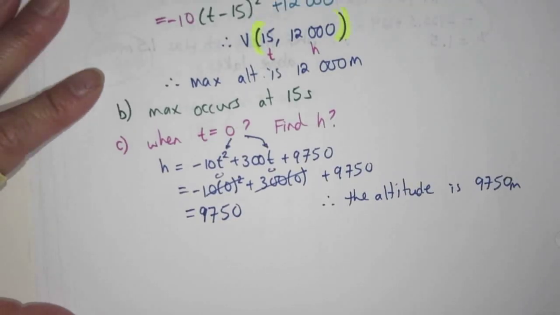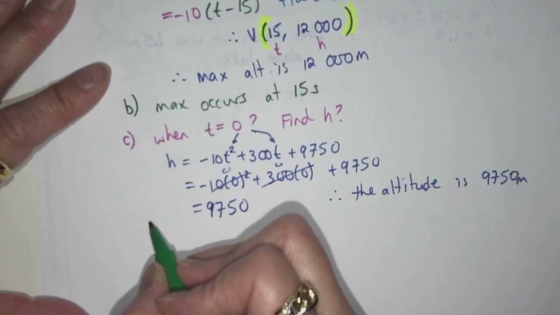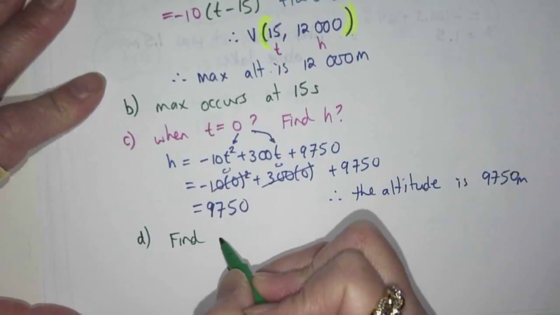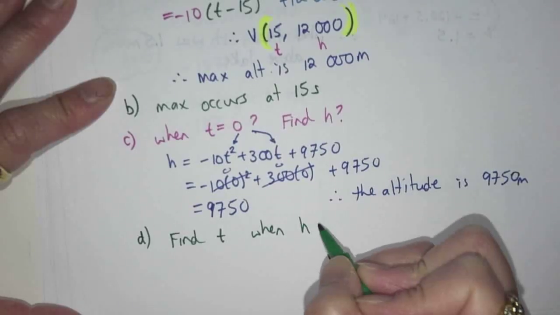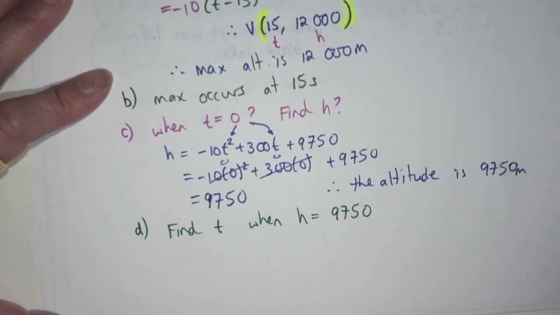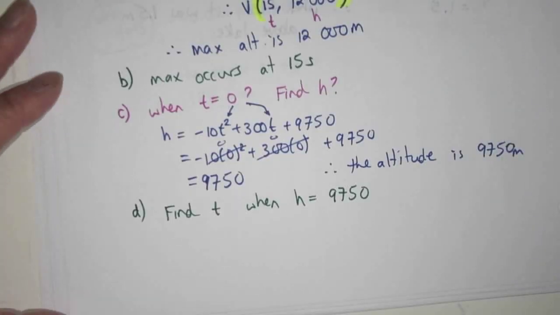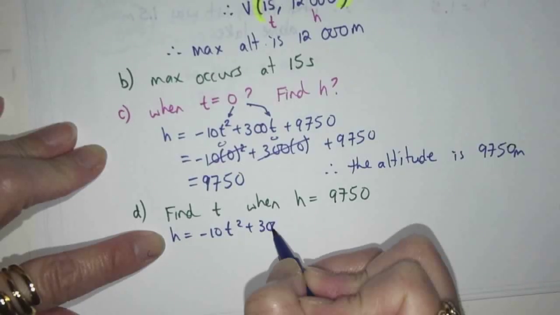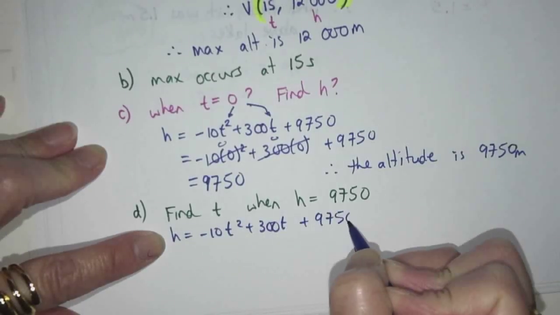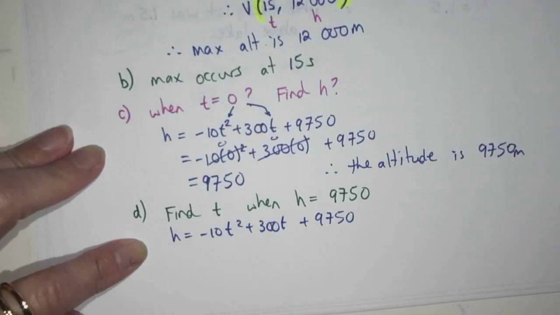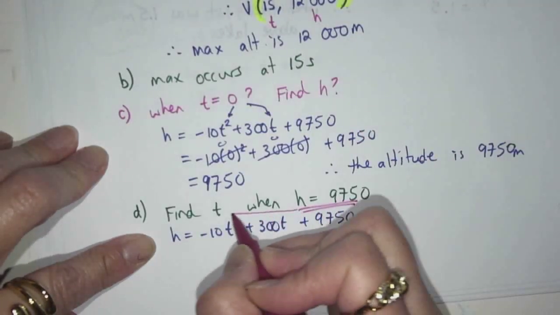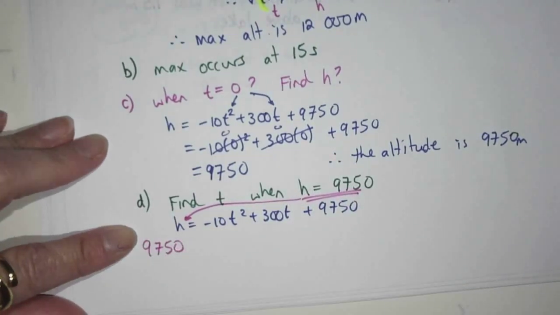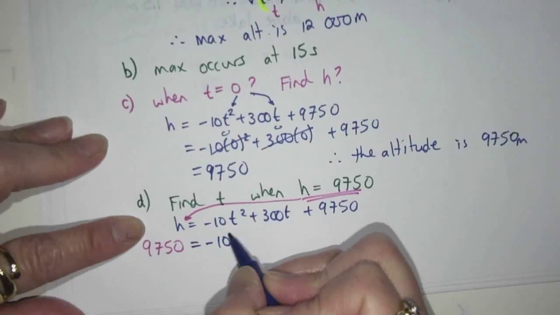So I'm not sure if we can answer this question. Oh, yes. Okay, we can. So then for D, we're saying find t when h equals 9750. So we're going to grab my formula again, and we're going to sub in this h into the h. So that would get 9750. Okay, and it's going to work out.